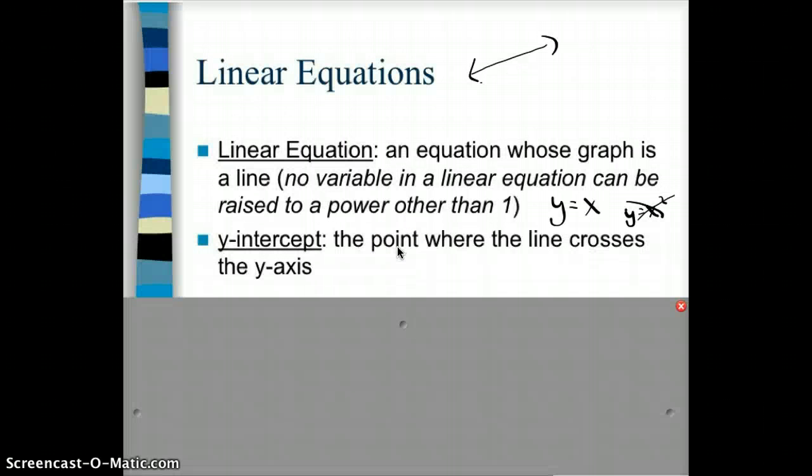The y-intercept is always the point where the line crosses the y-axis. So if I have a little sketch of a graph like this, and I graph a line, the y-intercept is this point right here in red where I'm crossing the y-axis.